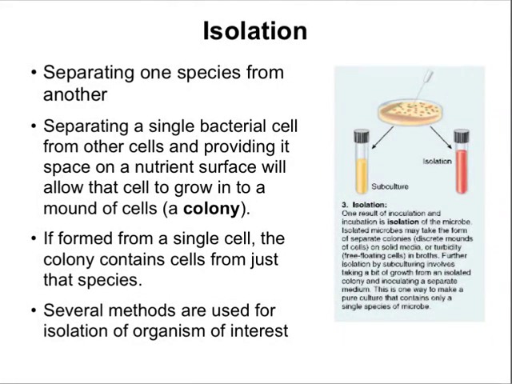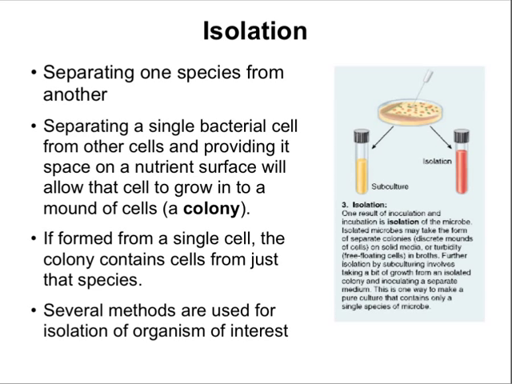Now let's take a look at isolation in more detail. When we isolate, we're going to separate one species from another. We separate a single bacterial cell from other cells and provide it a space on the nutrient-rich surface. This will allow the cell to grow into a mound of cells, or a colony. If this colony is formed from a single cell, the colony contains just cells from that species. However, often a colony could contain multiple species.